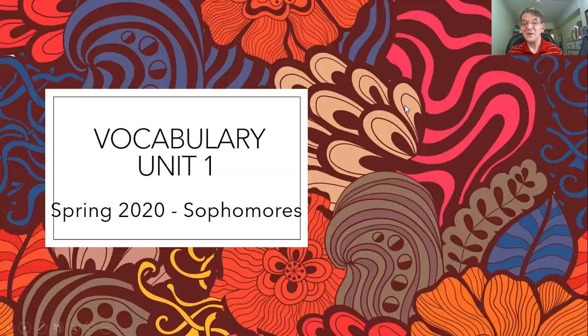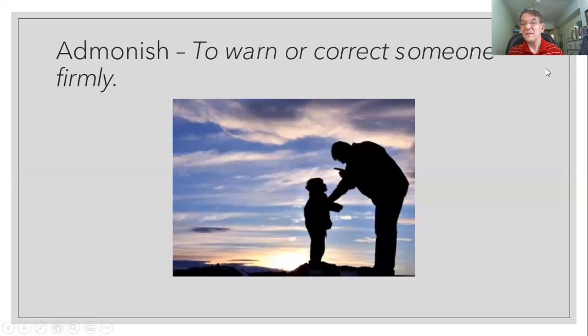So here we go. Vocabulary Unit 1. So the first vocabulary word is admonish. Admonish means to warn or correct someone firmly. So here we see a father correcting his son, saying, "You should not have done this." So he is admonishing his son.